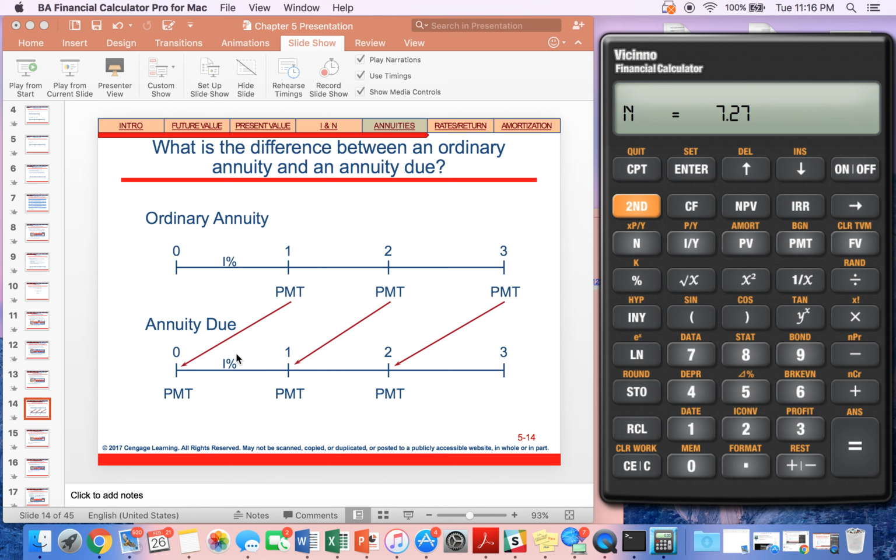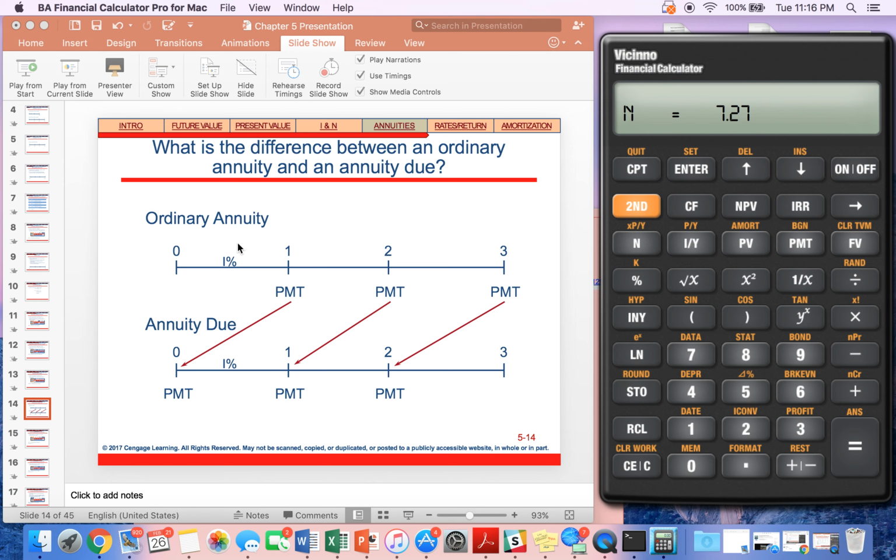So a lot of people ask me, what is the advantage to that? Why would I ever have an annuity due? Why would I apply my payment at the beginning? Well, an annuity due will compound for 4 periods, while an ordinary annuity will only compound for 3 periods. And so an annuity due will always earn more money than an ordinary annuity. Okay, so that's the difference.